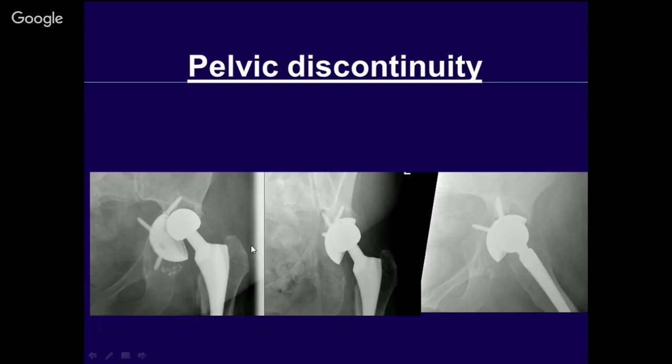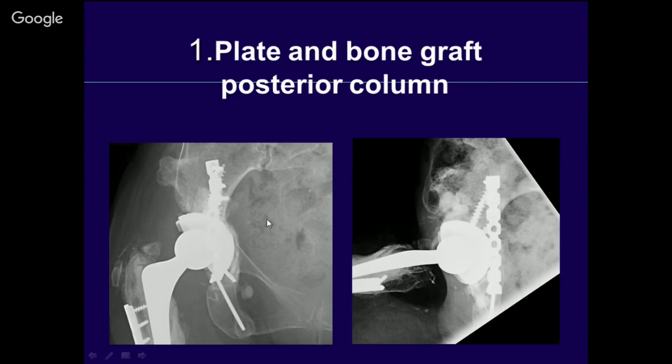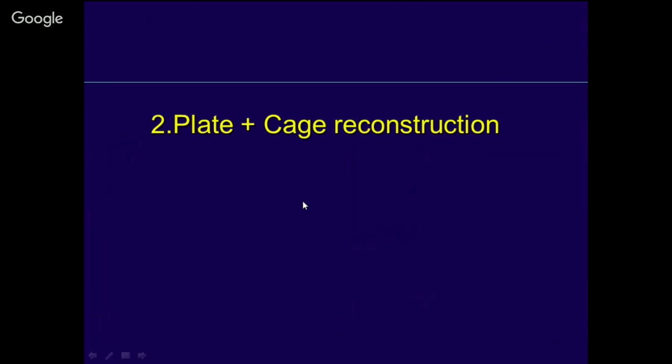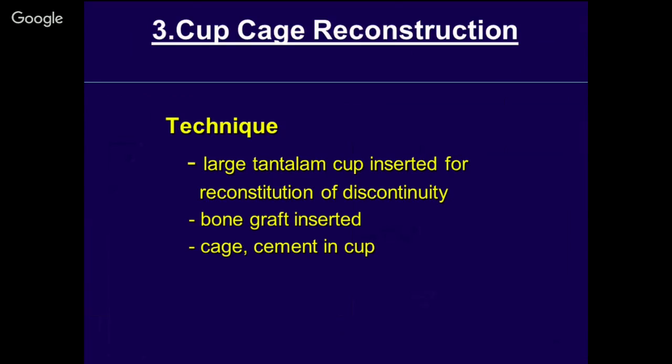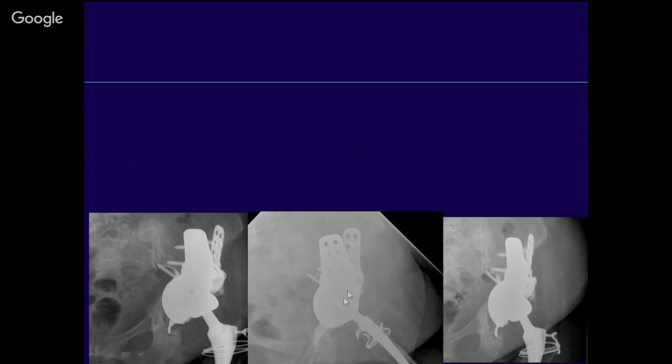If there is a pelvic discontinuity, or a pelvic fracture, basically due to trauma or any other thing, or due to infection, we find that both the iliopectineal and ilioischial lines are broken down. So we have to plate and bone graft the posterior column. So plate plus we can do a cage reconstruction. Then there is a cup-cage reconstruction. This is the cup-cage reconstruction for the acetabular deficiency.